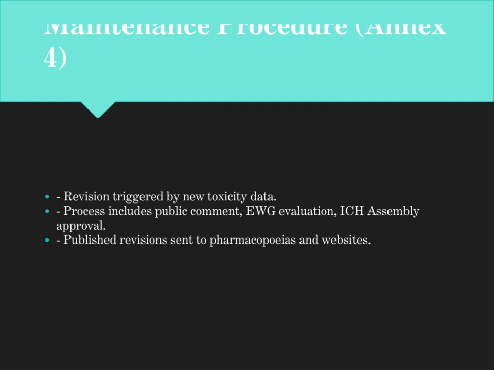As outlined in Annex 4, revisions are only considered with significant new or previously unrecognized toxicity data. Proposals may originate from any ICH member, observer, or stakeholder. The EWG, led by a rotating rapporteur, evaluates proposals biannually. Revisions require MC and Assembly approval, followed by public consultation and pharmacopoeia publication. This structured approach ensures consistency, scientific robustness, and stakeholder input.